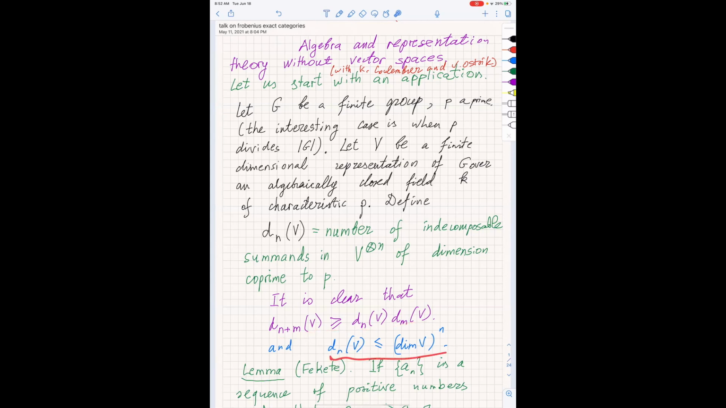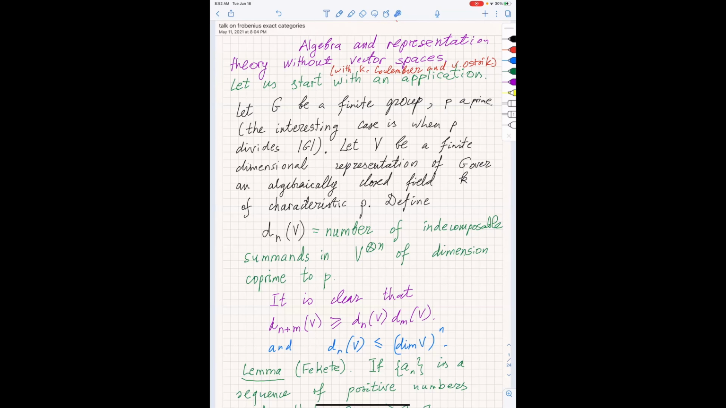And of course, we have another trivial inequality, which is that d_n(V) is at most the dimension of V to the n, because d_n(V) is obviously less than or equal to the dimension of V^n, because every indecomposable summand is at least one dimensional.